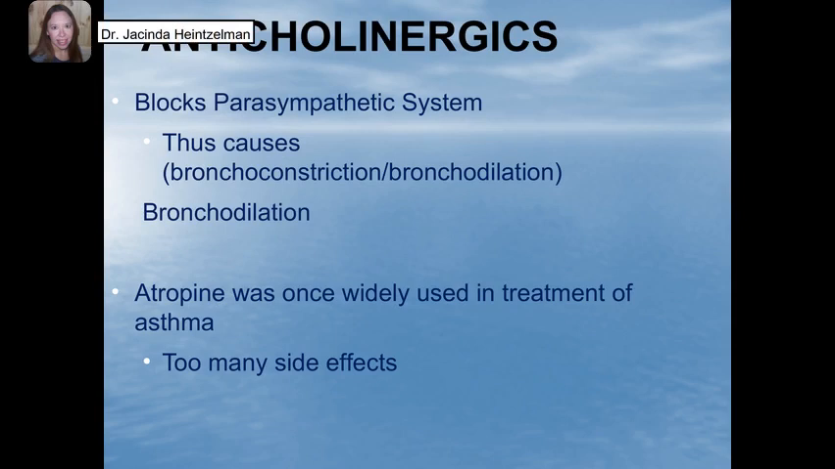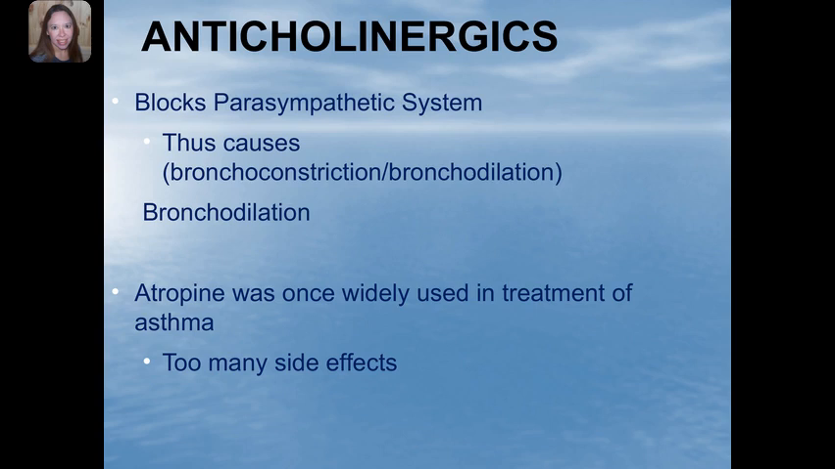Another type of medication that can be used for our lower respiratory conditions would be an anticholinergic. And remember, anticholinergic is going to be blocking the parasympathetic nervous system, essentially then going to be stimulating the sympathetic nervous system, thus causing bronchodilation. We used to see atropine being used very widely in treating asthma. We're not seeing it being used too often.